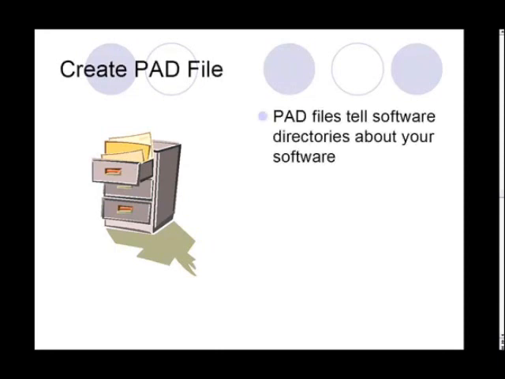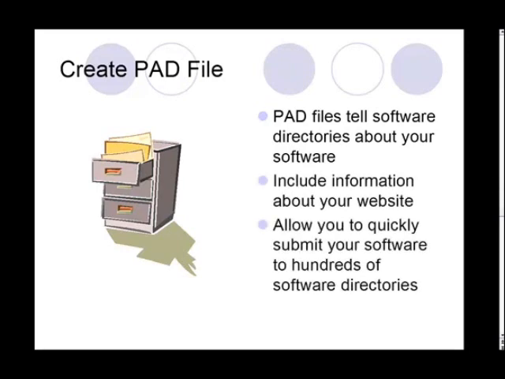Now, the pad file is actually just a special kind of document that tells all the software directories all the information that they need to know about your software, like what's its name and who's it made by, what the website is, where the software can be found, who the author is, that sort of thing. Now, the pad files allow you to quickly tell the software directories about your software. Instead of going to each software directory and filling out a giant form with all that information, all you have to do is tell them, hey, here's where my pad file is. Then they'll go and find it on your web server, and they'll pull all the information that they need directly from there.